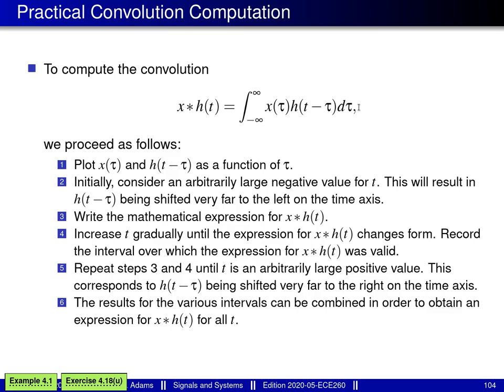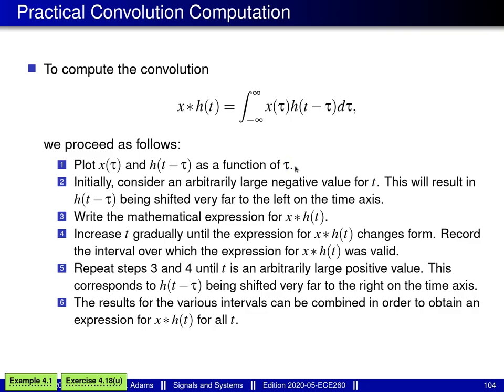So the first thing that we're going to do is plot some graphs to help guide us in the convolution process. It turns out that this is very, very helpful to do. It makes a lot of things much clearer in terms of what we need to do in order to compute the convolution. And in particular, we begin by plotting x of tau and h of t minus tau versus tau. In other words, plot these expressions as a function of tau.